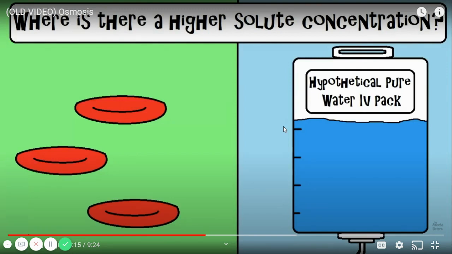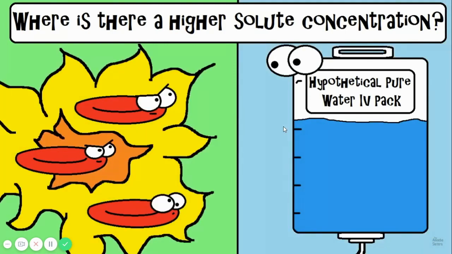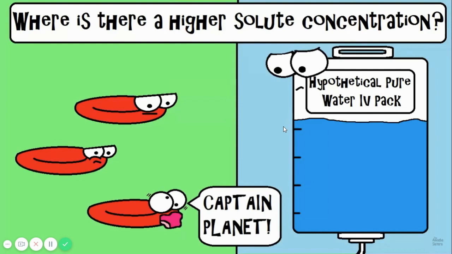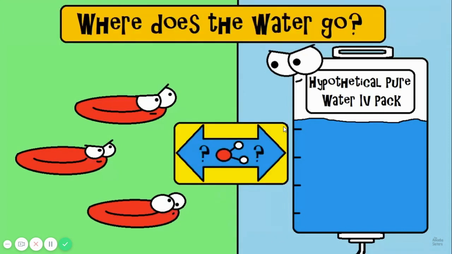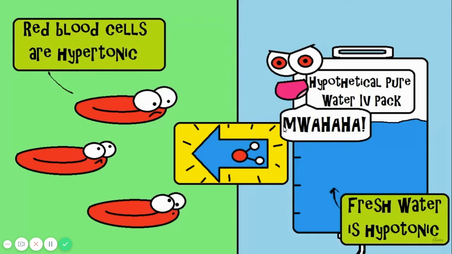So what do you think has a greater solute concentration? The hypothetical pure water in the IV tube or in the red blood cells? Remember, cells are not empty vessels. They do contain solutes. The pure water that hypothetically is running through this IV tube has no solutes. It's just pure water. So where does the water go? Remember, it goes to the area of higher solute concentration. So it's going to go inside the cells. The cells are hypertonic compared to the water in the IV tube because the cells have a greater solute concentration.